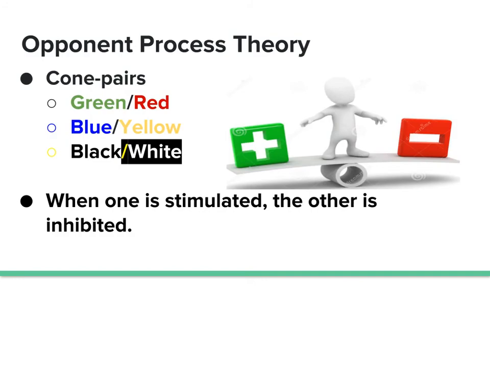Okay, so let's go back to opponent process theory. I have to make it very clear that they're not shunning Young-Helmholtz trichromatic theory. They are basically saying that there are additional steps through which we process what we perceive as color.